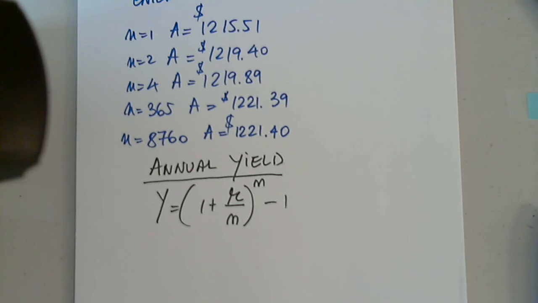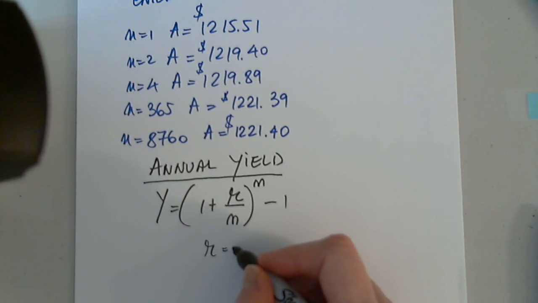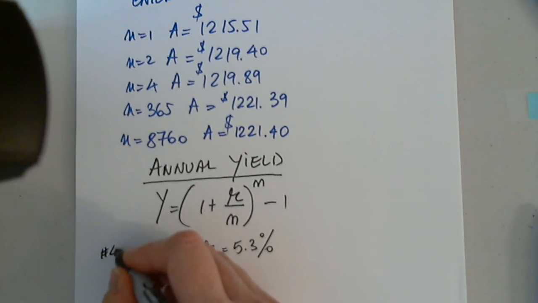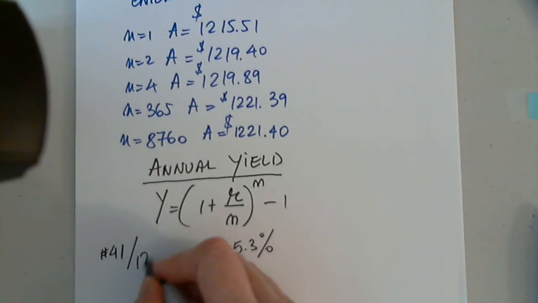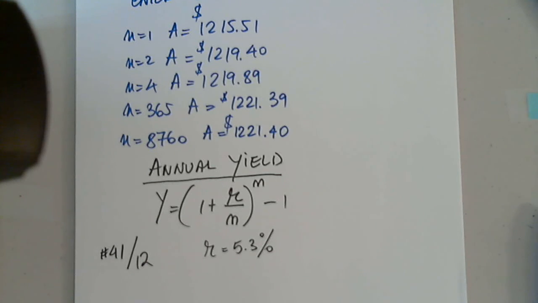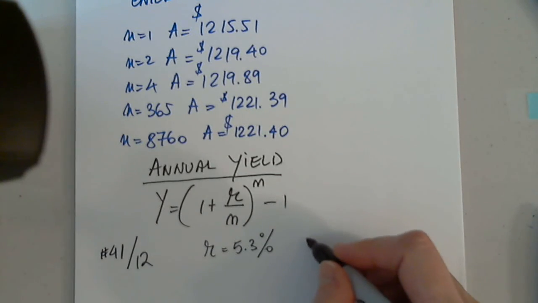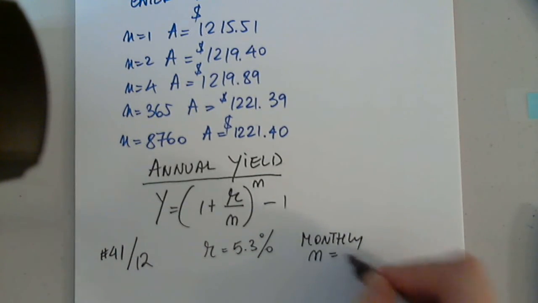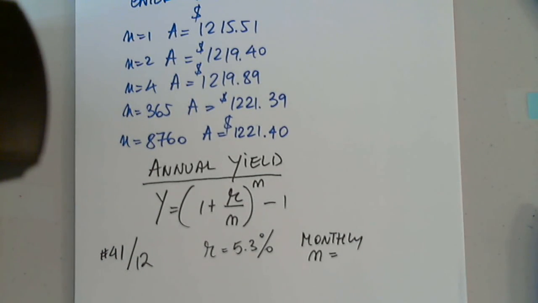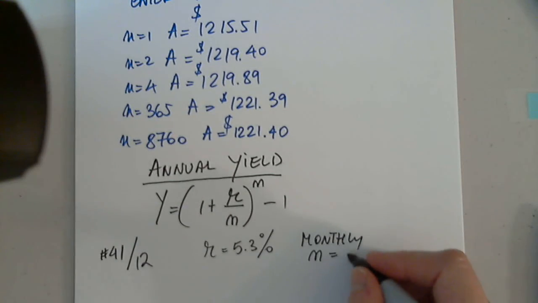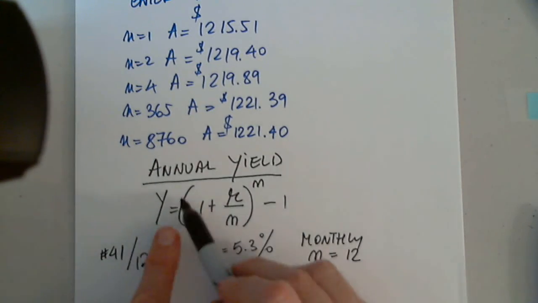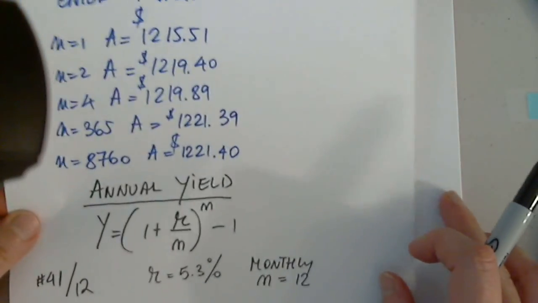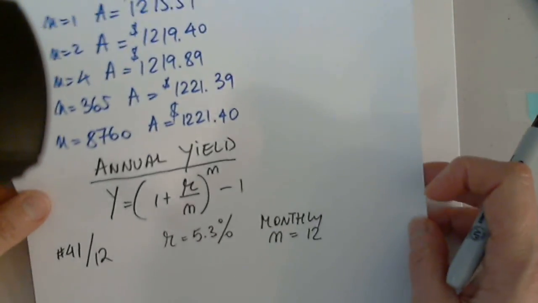So the annual interest rate R is given to us as 5.3%. I'm looking at problem 41 on page 12, so you know where I got it from. Compounded monthly. If it's monthly, how much is N for monthly? 12. Very good. So all we have to do is carefully put the numbers in the formula. That's all we need to do. And let's calculate with the calculator, of course.